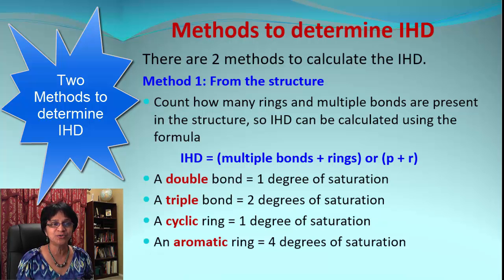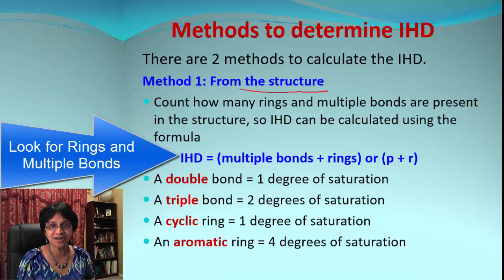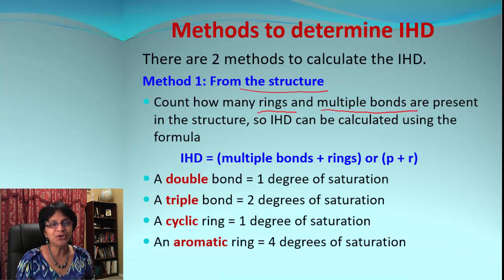One method is using the structure. In the structure, we look for how many rings it has and also how many multiple bonds it has. Using these two values, we can decide the IHD value for most structures. So IHD is multiple bonds plus rings, or in a simple way, P plus R. A double bond adds 1 degree of unsaturation. A triple bond has 2 degrees of unsaturation. A cyclic ring itself adds 1 degree of unsaturation.